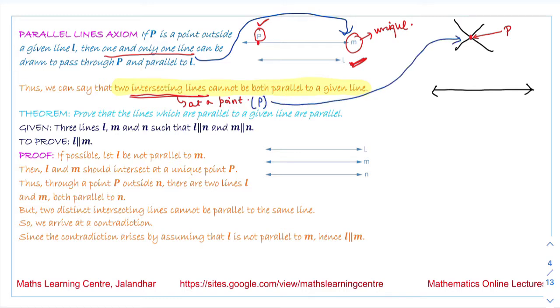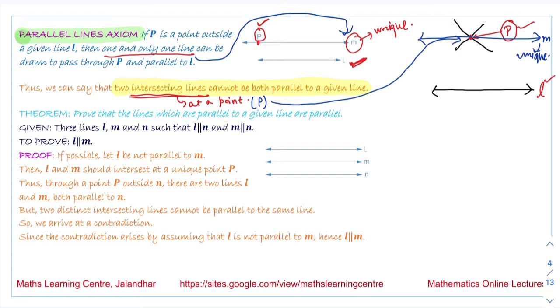Now from our parallel line axiom, we know that if this line L and a point P are given to us, and we draw a line passing through P and parallel to L, then this line M is unique.